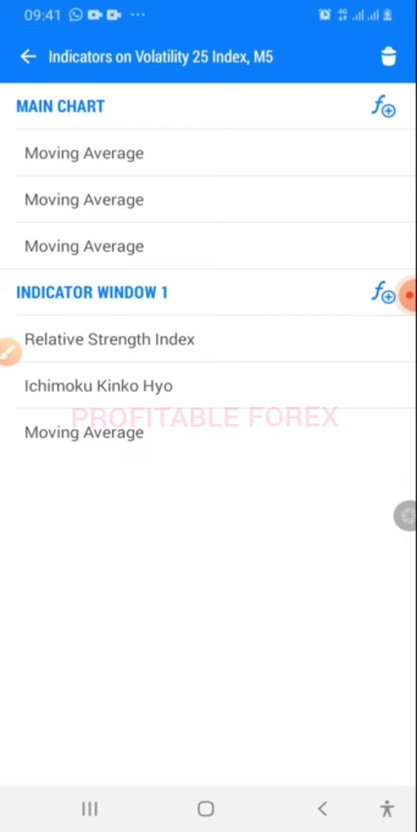So this is the setup of the moving averages, and you add them to your main chart. Now let's look at the indicator window. The first indicator there is the RSI, the relative strength index. Let's check out the settings.